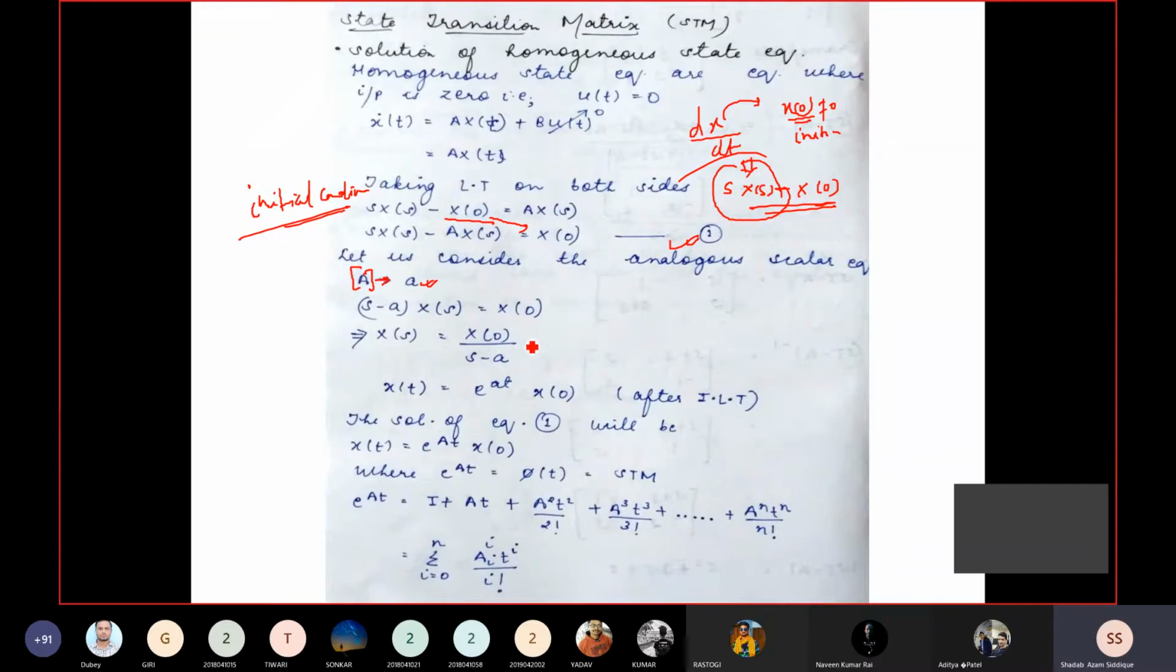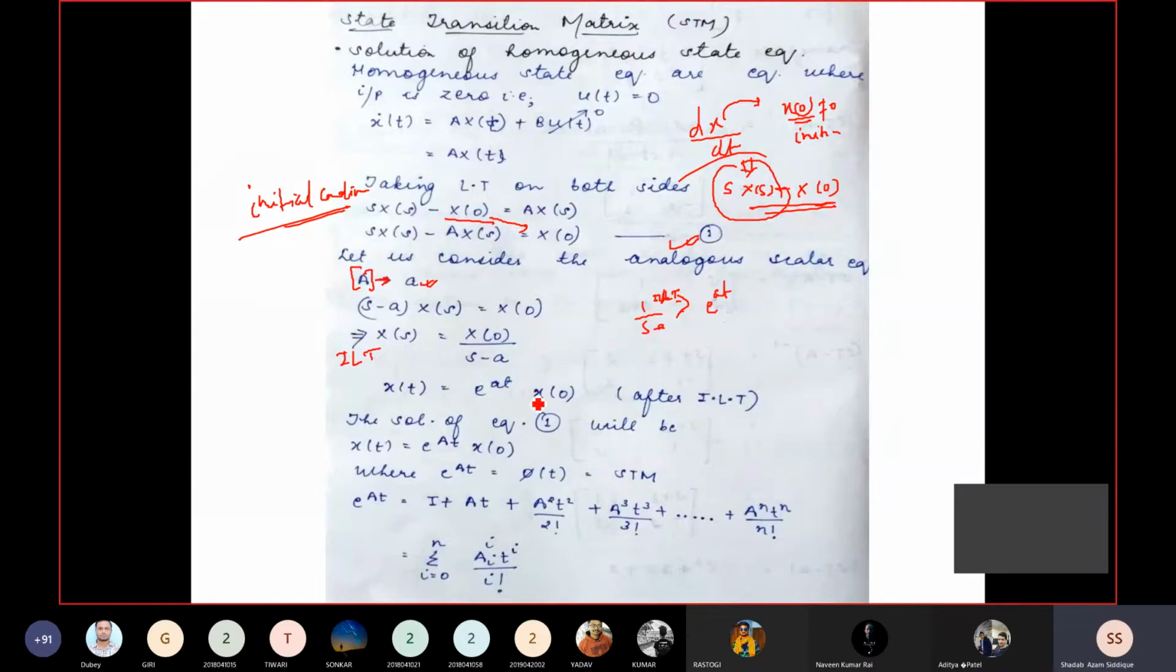If we take the inverse Laplace transform, this will give you x of t is equal to e to the power at times x of 0. Already you know that the inverse Laplace transform of 1 by s minus a is e to the power at. And x of 0 stays the same, it is a constant value, because it is an initial condition that will be fixed.